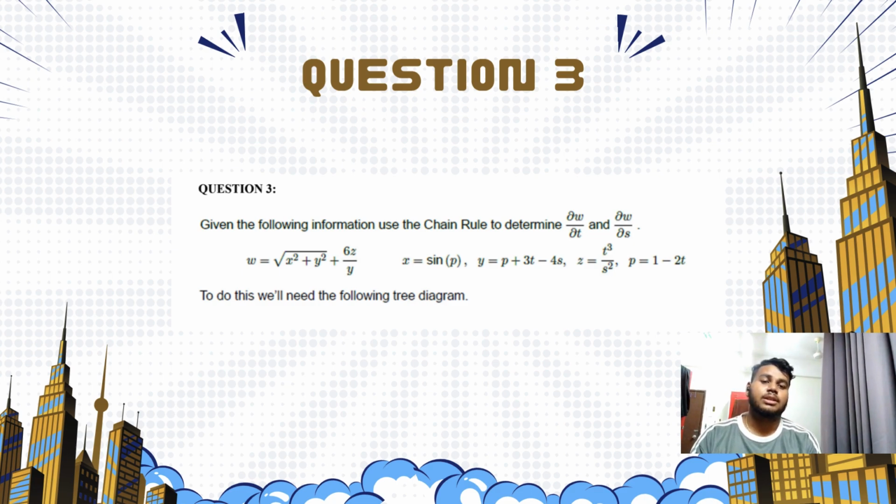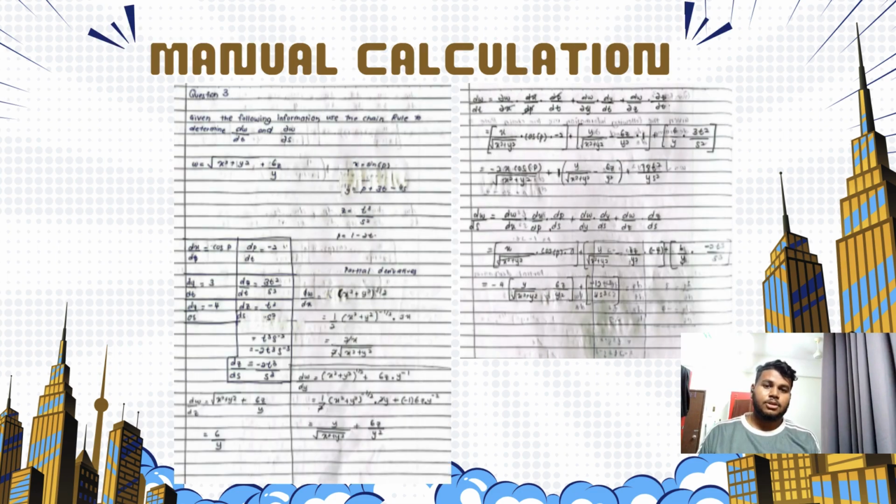So let's show the manual calculation. As I mentioned, question 3 looks more difficult and complicated, so the solution method should be longer than the previous questions. Let's check the manual calculation. First we need to identify every equation that is given: the W equation, x, y, z, and p. Then we need to set up equations to find each and every differential.